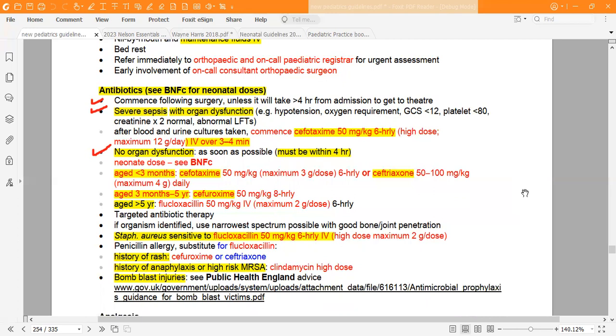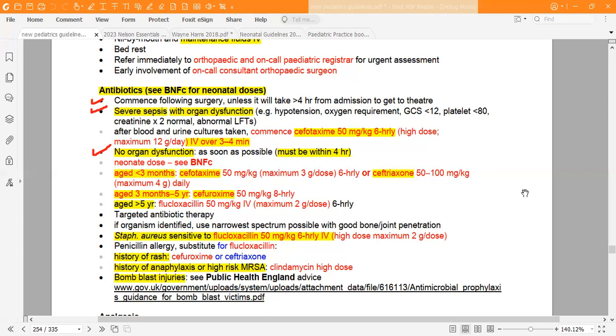Aged 3 months to 5 years, cefuroxime 50 milligram per kg 8 hourly. If aged more than 5 years, flucloxacillin 50 milligram per kg IV 6 hourly. So that's the age group, so you can organize your thoughts. You have to check BNF all the time. Double check the dose once again. You'll be on the safe side.